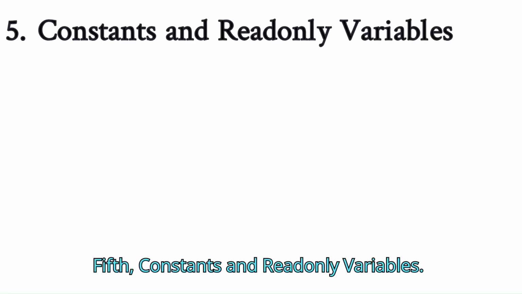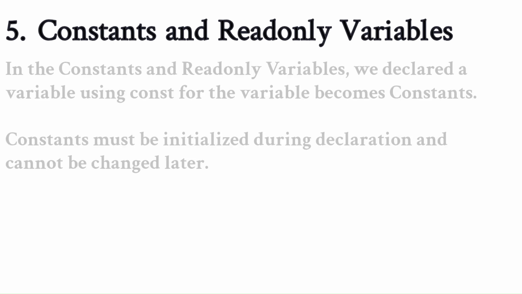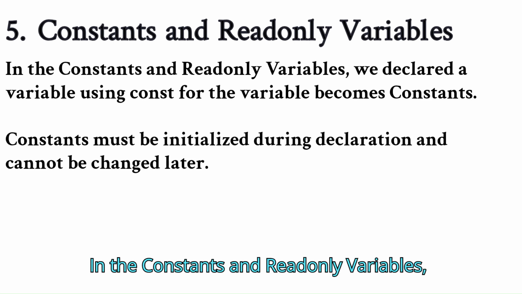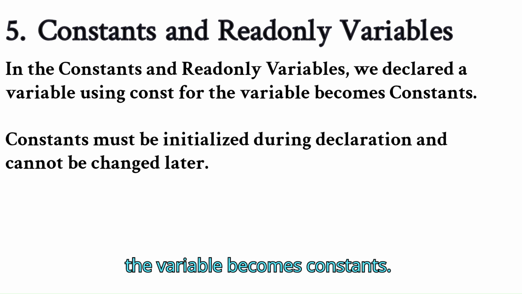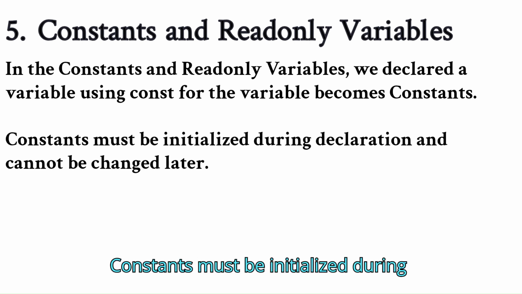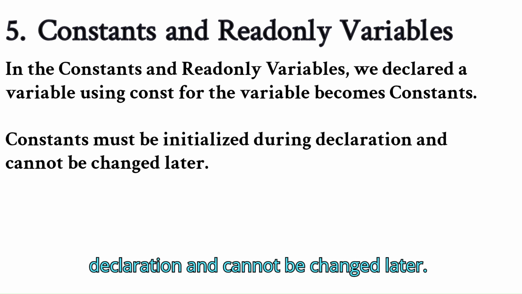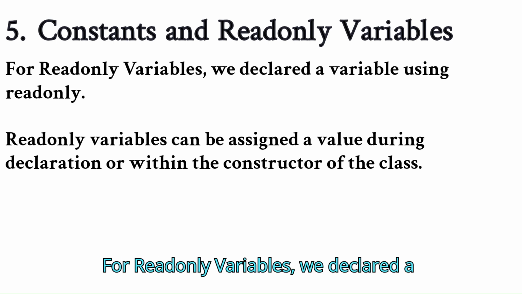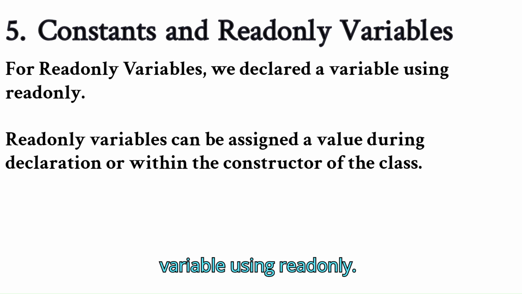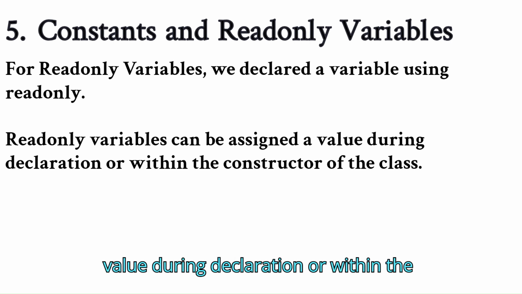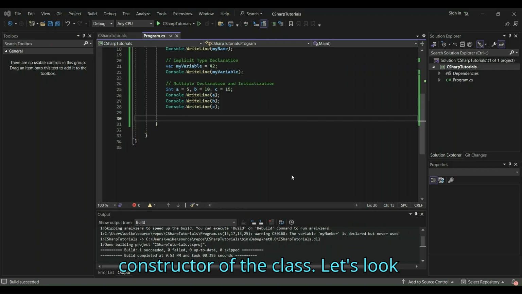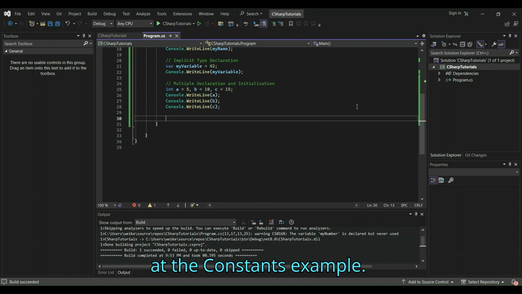Fifth, constants and read-only variables. In the constants and read-only variables, when we declare a variable using const, the variable becomes a constant. Constants must be initialized during declaration and cannot be changed later. For read-only variables, we declare a variable using readonly. Read-only variables can be assigned a value during declaration or within the constructor of the class. Let's look at the constants example.